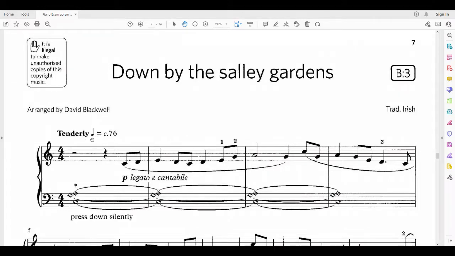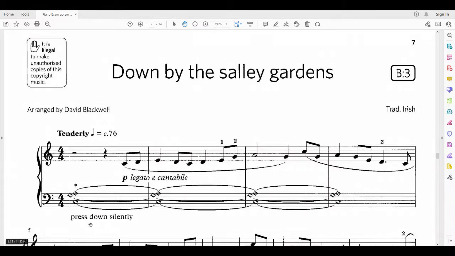And the tempo is a one crotchet equals 76. So if I put it with the metronome, it's gonna be like this. 1, 2, 3. Okay, so that's the tempo. And then the arranger is David Blackwell.